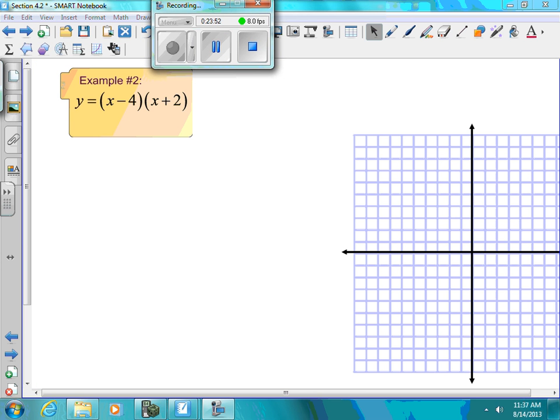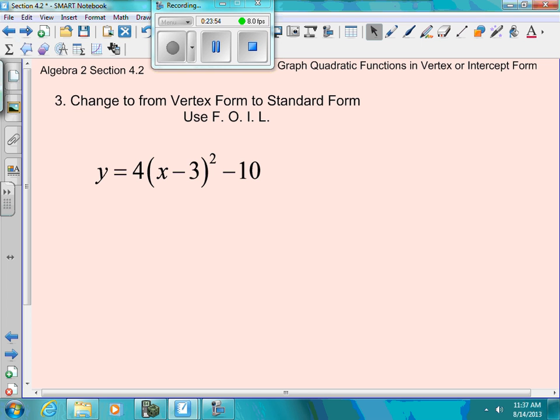Okay, the last thing we're going to do with this lesson, we're going to skip that example for now. The last thing we're going to do with this lesson is using FOIL. We're going to rewrite these equations from vertex form or intercept form into standard form. Remember, what is standard form? y equals ax squared plus bx plus c. That is standard form. We're going to take our equations and make them look like that at the end. That's our goal.